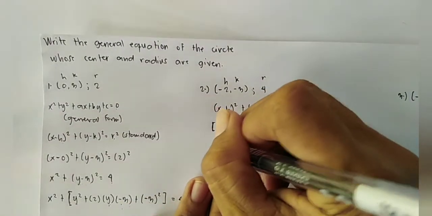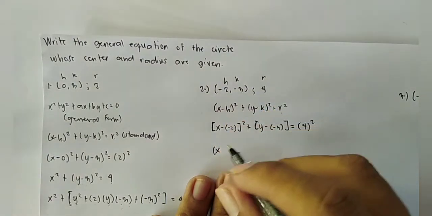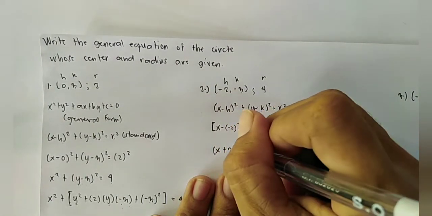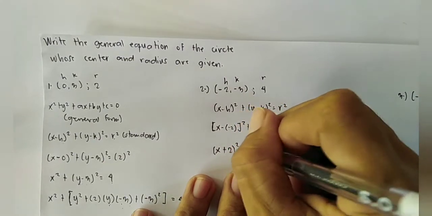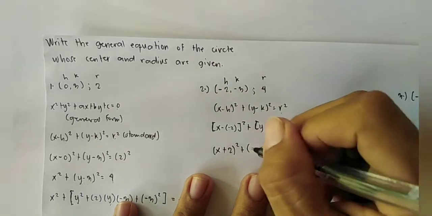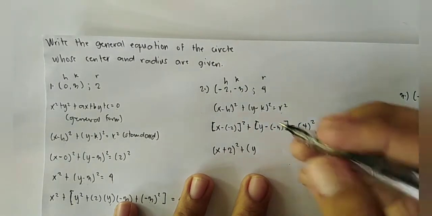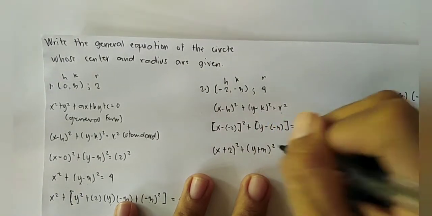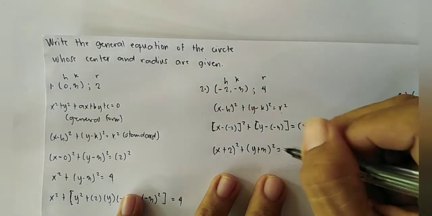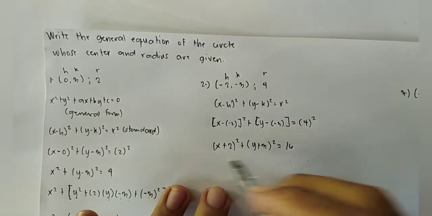So we have to simplify this one further. x negative times -2, that is +2, plus 2, then squared, plus the same thing that you are going to do here. So y negative times -3, that is +3, squared, is equal to 4 squared, that is equivalent to 4 times 4, so you will get 16. So simplify this one further.